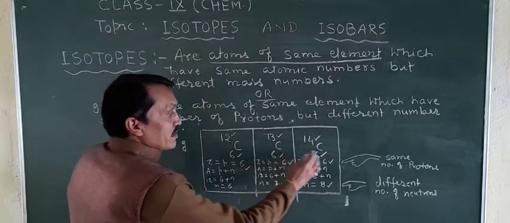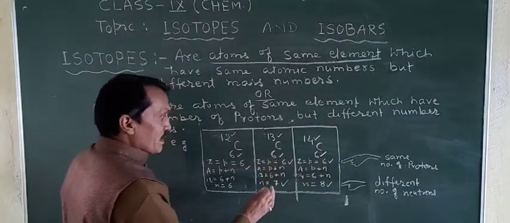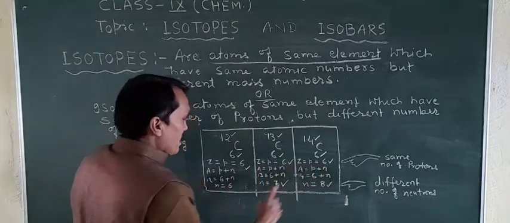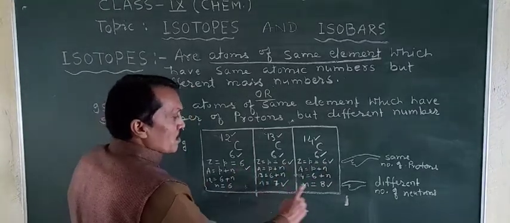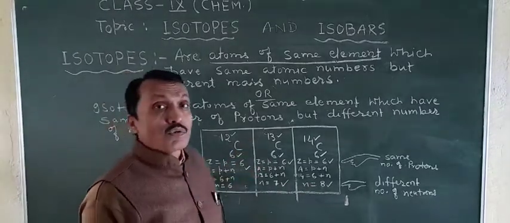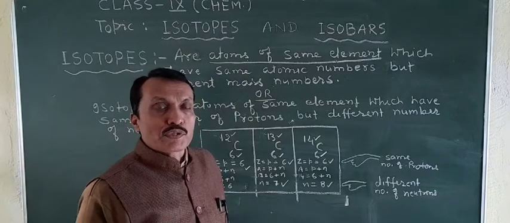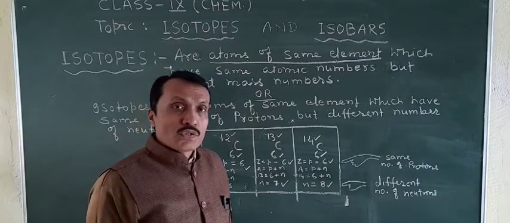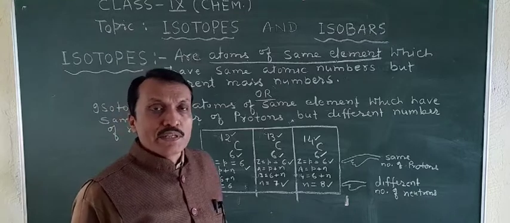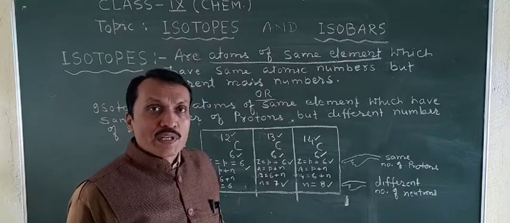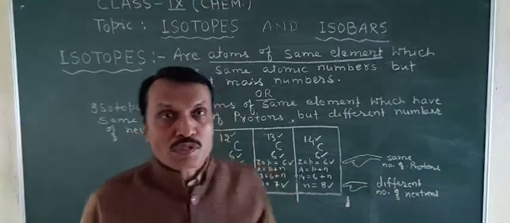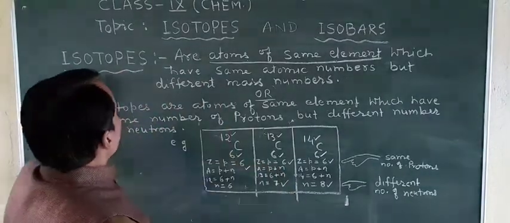So in all these three isotopes of carbon, you are looking, the number of protons is the same but the number of neutrons is different. So this is the concept of isotopes. Okay, so once again, isotopes are atoms of the same element which have the same number of protons but different number of neutrons.